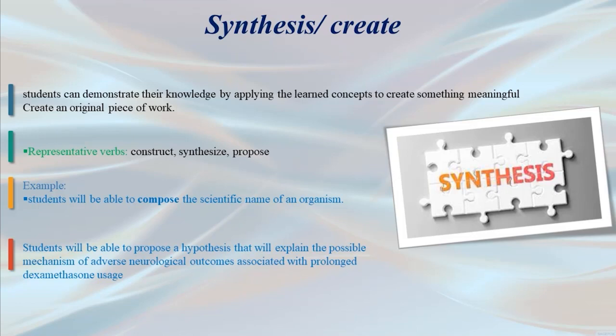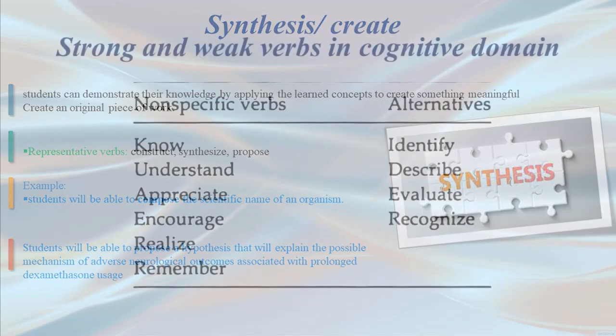For example, students will be able to compose the scientific name of an organism, or students will be able to propose a hypothesis that will explain the possible mechanism of adverse neurological outcomes associated with prolonged dexamethasone usage. As I mentioned, in this level, a student can create an original piece of work. Some verbs could be construct, synthesize, or propose.